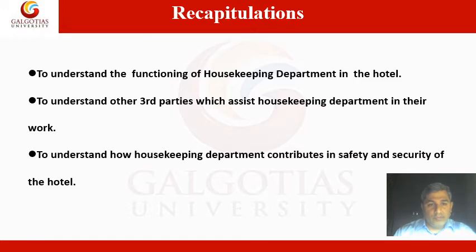In the previous class, we had understood the functioning of housekeeping department in the hotel. We have understood other third parties which assist housekeeping department in their work. And finally, we understood how housekeeping department contributes in safety and security of the hotel.